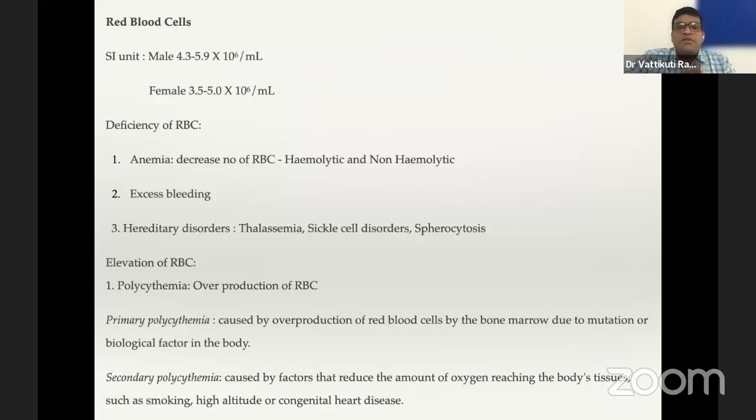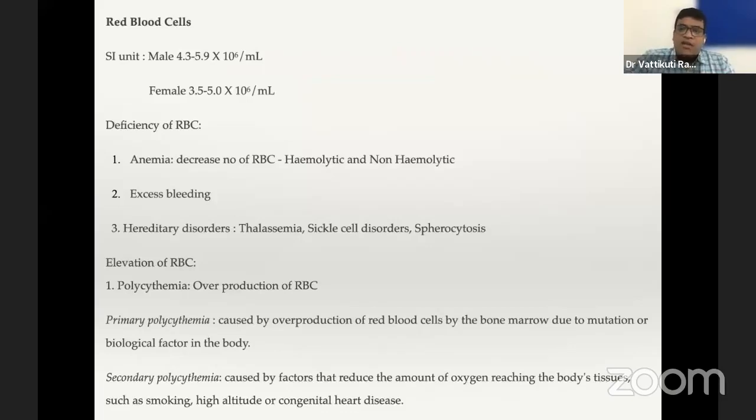It can be because of multiple reasons. The most common is that the patient might be having anemia because of a low RBC count. It could be hemolytic anemia, non-hemolytic anemia. There are multiple causes of this anemia. One of the most common causes of anemia in the traumatic setting is acute bleeding, or patients with congenital, hereditary disorders like thalassemia, sickle cell disorders, spherocytosis. All these will again cause anemia with low red blood cell count.